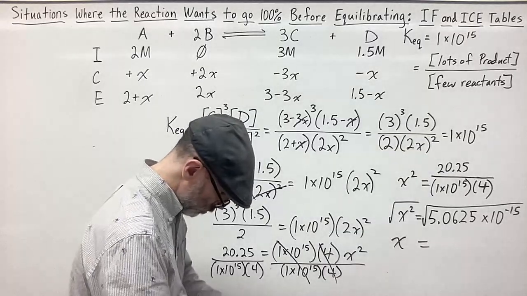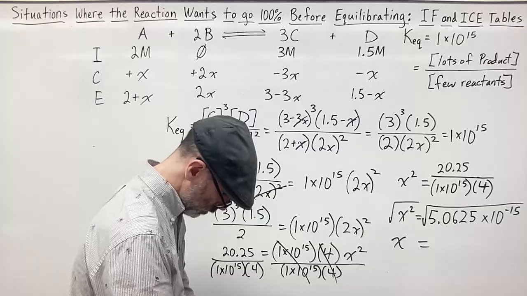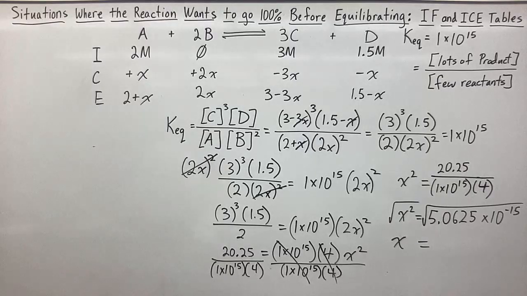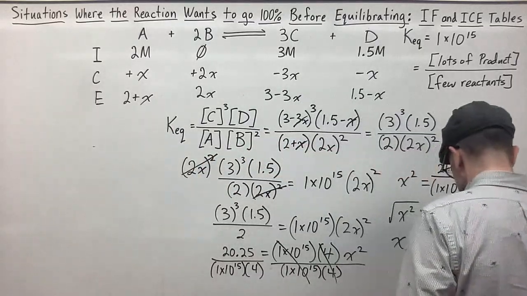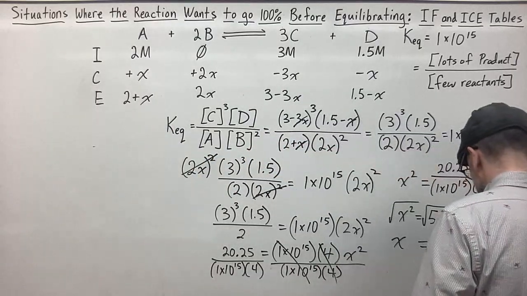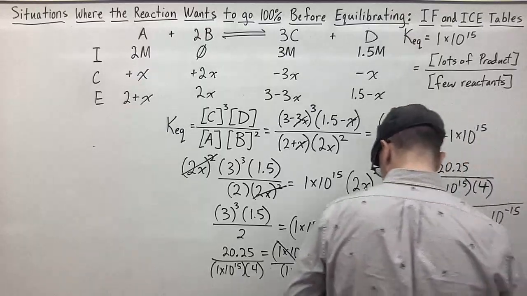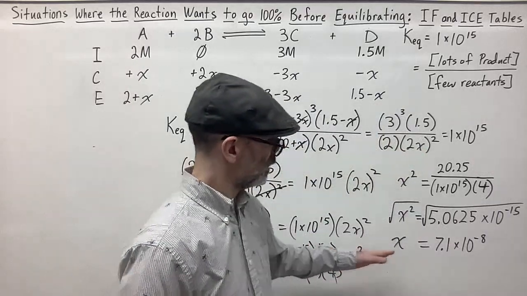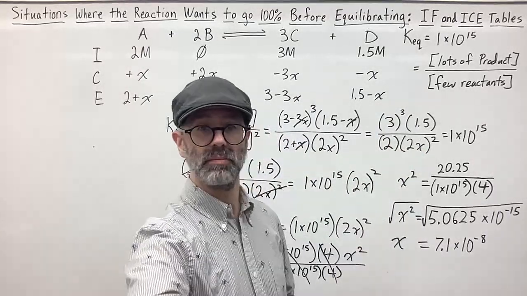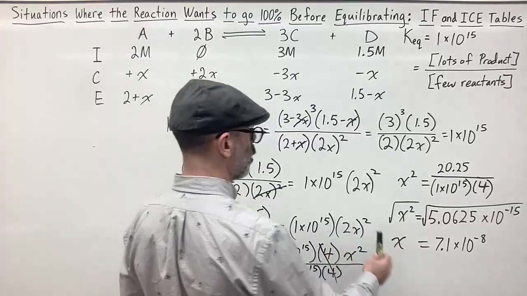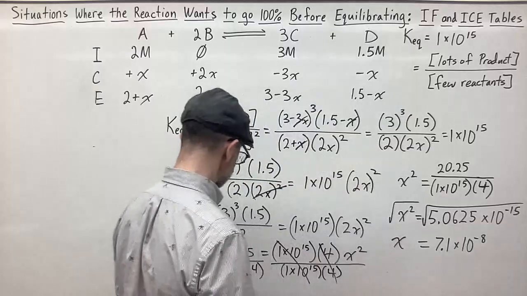Equals, and I get 7.1 times 10 to the negative 8. So x is 7.1 times 10 to the negative 8. You can see that x is quite small, and this is what we would have expected. So we got our x value.